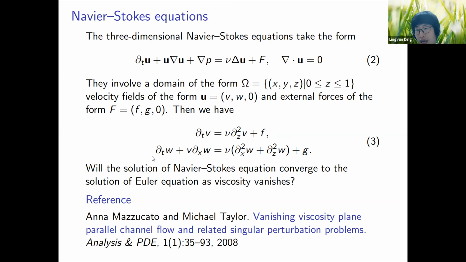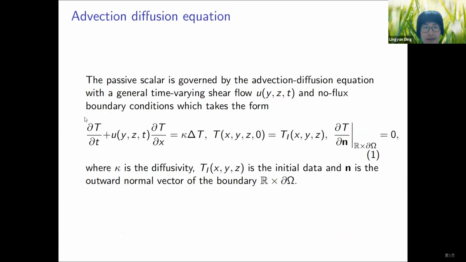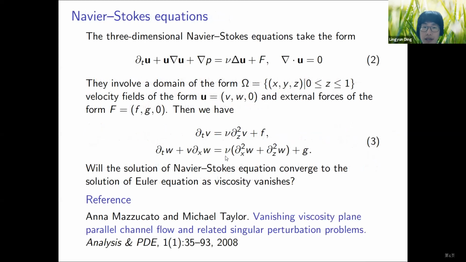We can see that that is also an advection diffusion equation, and it has the same form as the one we saw before, right? But the only difference is that here, the parameter kappa is the diffusivity, the molecular diffusivity. However, here, the parameter is the viscosity of the fluid. That's the difference. Another difference is that in the solute transport problem, we mainly consider the no flux boundary condition. However, for the Navier-Stokes equation, if we have a rigid boundary, the boundary condition is usually the no slip boundary condition. So that's the second difference. But we can see that they have exactly the same governing equation.